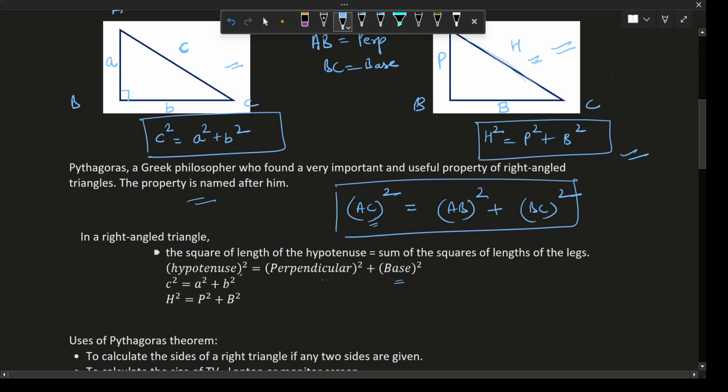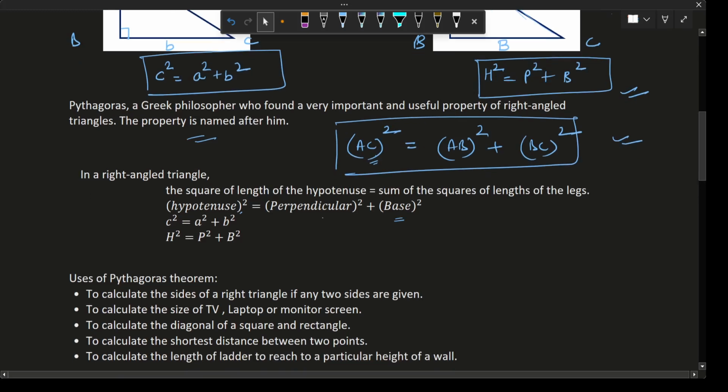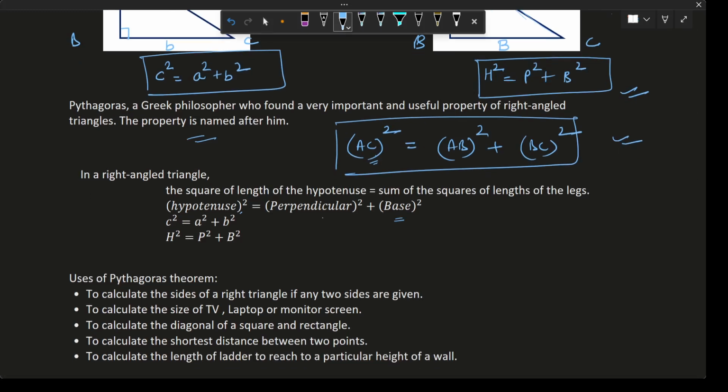You can use any way to remember this. Hypotenuse square is equal to perpendicular square plus base square. I hope it is clear till now. Now, why will we use this theorem? Why did he derive it? And what is the use of it? So let's talk about that also.